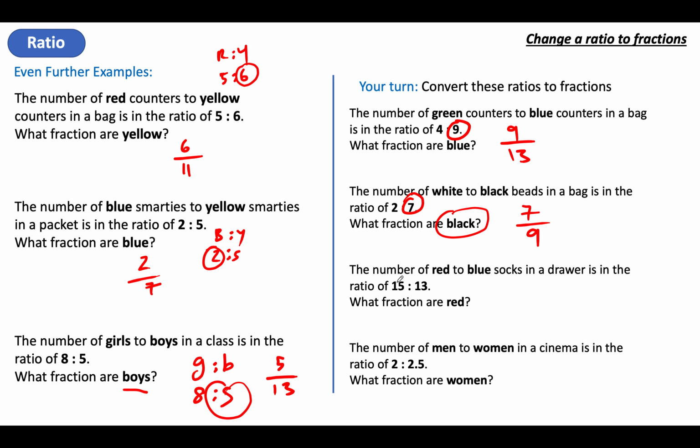Red to blue, 15 to 13. What fraction of red? That's the first one, isn't it? The red. So 15 out of 15 and 13 is 28, so 15/28. And men to women is in 2 to 2.5. Right, this is one of those ones where we need to change our ratio. If I double both sides, I get 4 to 5. I want women, so that's the second part, the right-hand side. So that's 5 out of 9, 5/9. We don't like to have decimals in fractions.